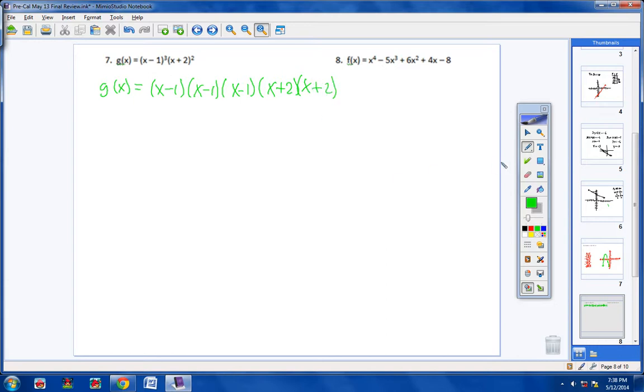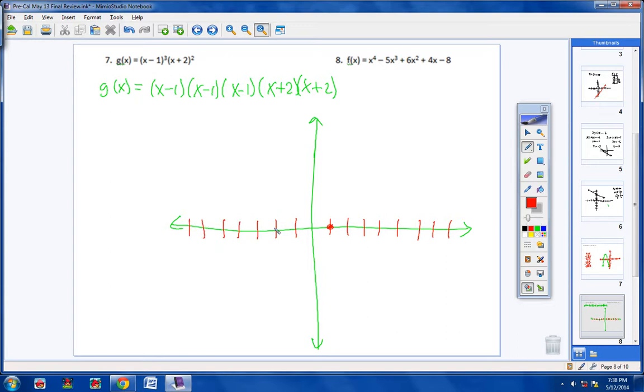First of all, you want to find the x-intercepts, and of course the x-intercepts are always the zeros, and the zeros for this function would obviously be +1 and -2. So +1 would be one x-intercept, and then -2 would be another x-intercept, okay?